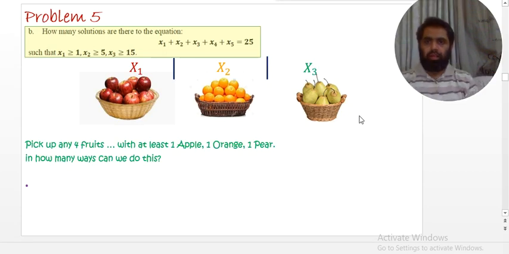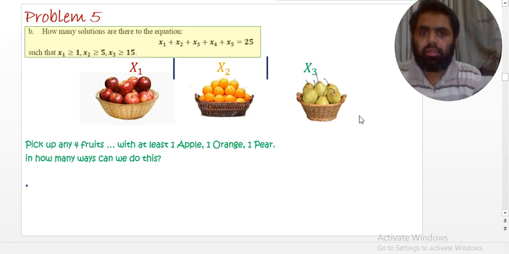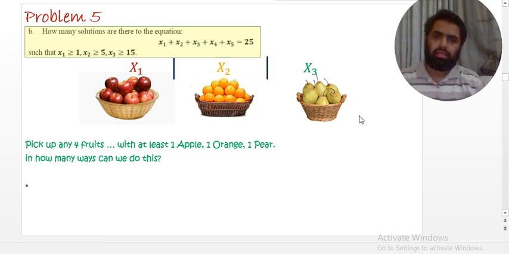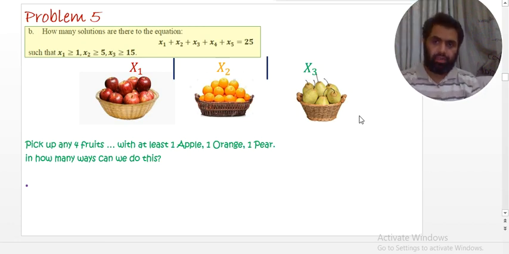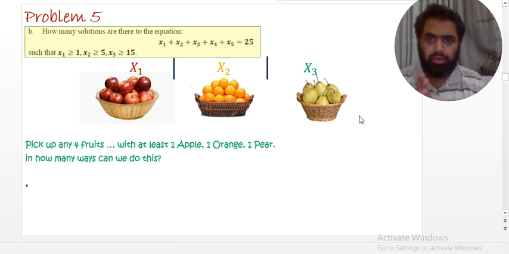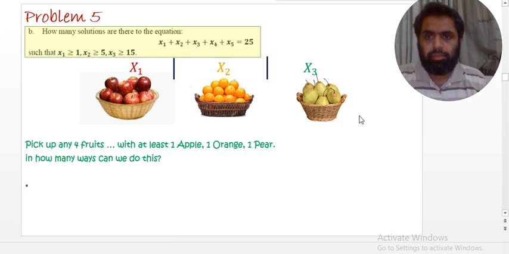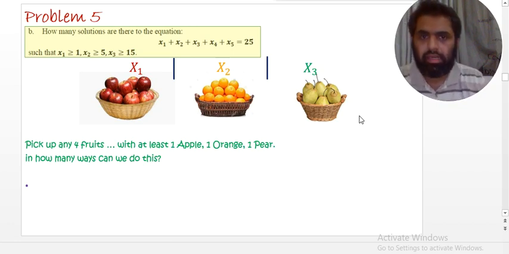So let's move to part B. Now we have been given restrictions. The equation is x1 plus x2 plus x3 plus x4 plus x5 equal to 25, such that x1 should be at least 1. Greater than or equal to 1 means it is at least 1. The value of x1 should be at least 1, and it could be more than that. x2 should be at least 5, x2 is greater than or equal to 5, and x3 is greater than or equal to 15, which means x3 is at least 15.